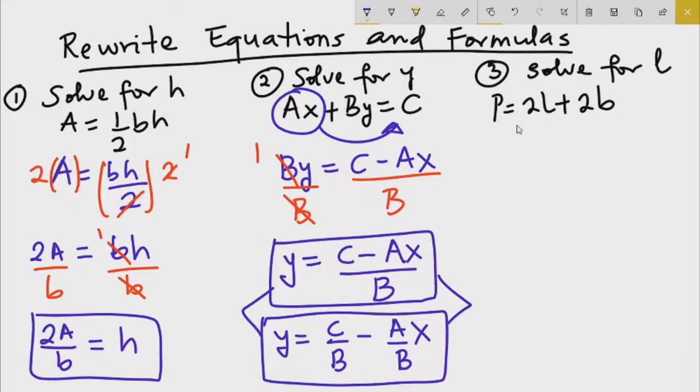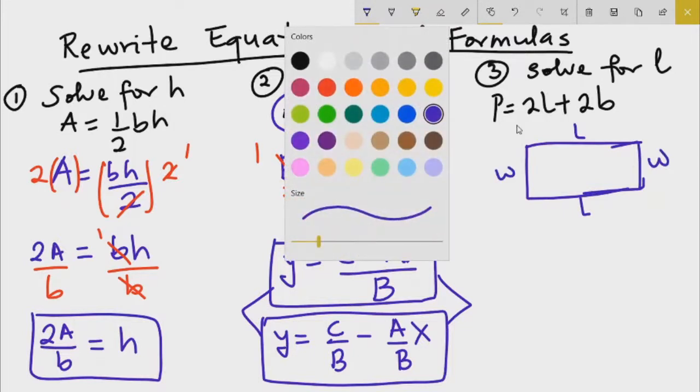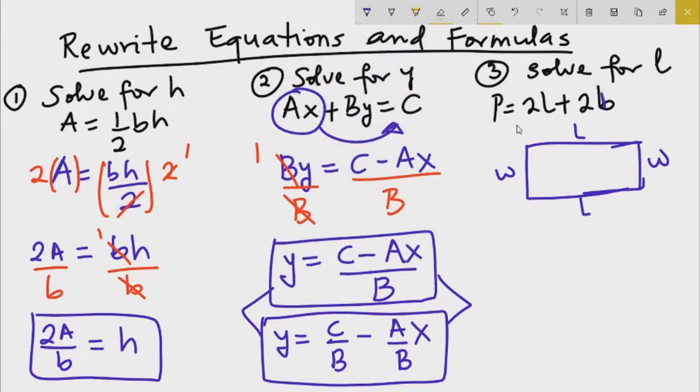For example number 3, you are asked to solve for L. You are given the formula P equals 2L plus 2B. If you remember, this formula is the formula for finding the perimeter of a rectangle. In a rectangle, you have length and breadth, or width. Some people say width, so let's use width because I think that is used more in the US. So let's change the B to width.